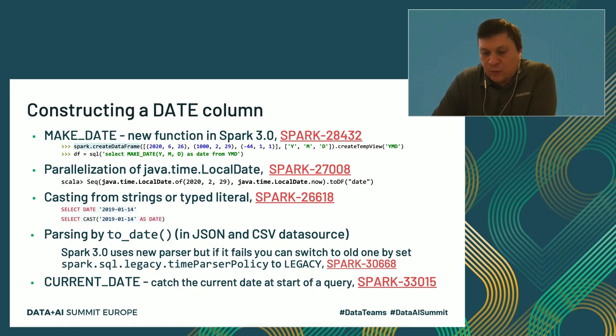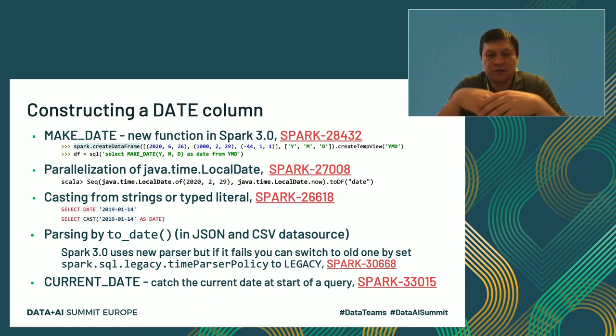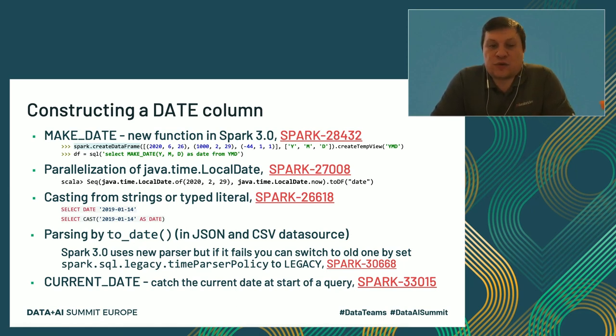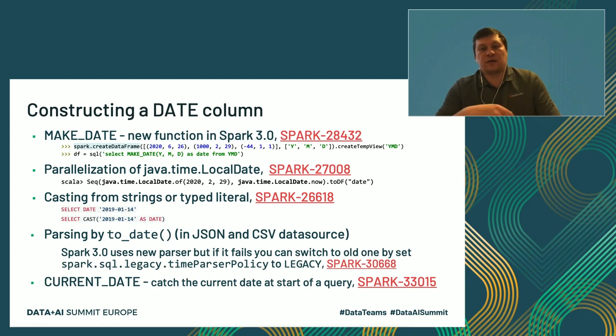But while we implemented this feature, we faced a few errors, some kind of incompatibilities between the Java 7 and Java 8 API. In Spark 3.0, we introduced a special flag, the legacy time parser policy. If you observe some issues, or Spark cannot parse your dates, you can try to set this SQL config to the legacy value. And Spark will switch internally to the previous parser and try to parse incoming dates using the old formatter.